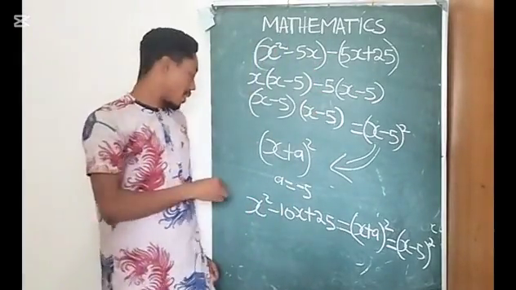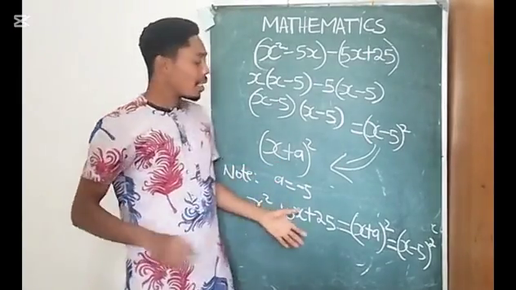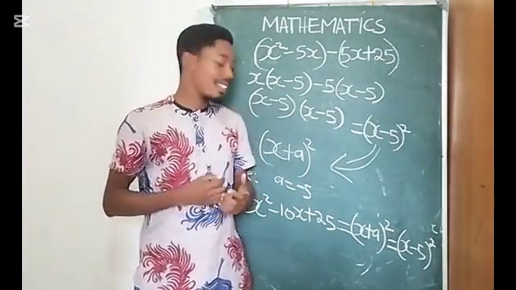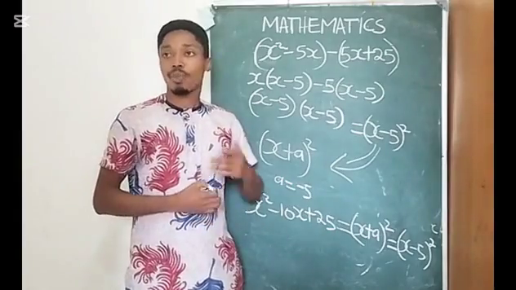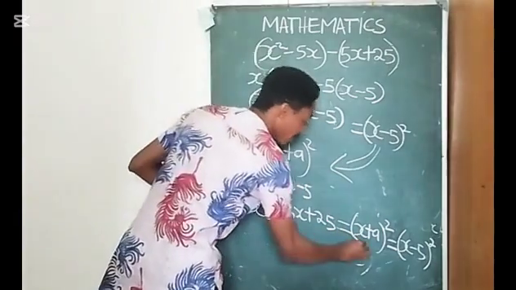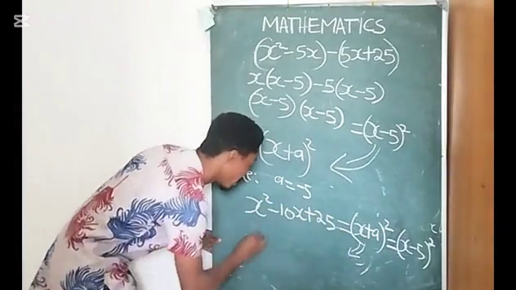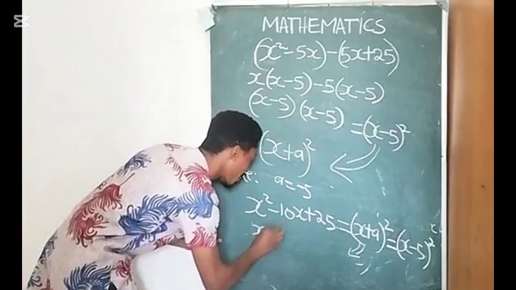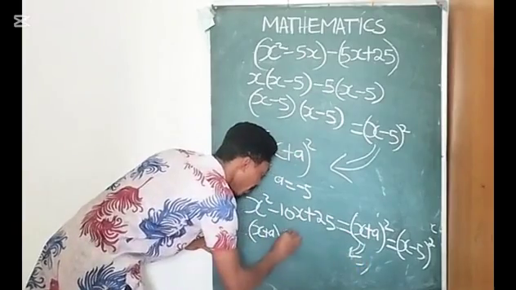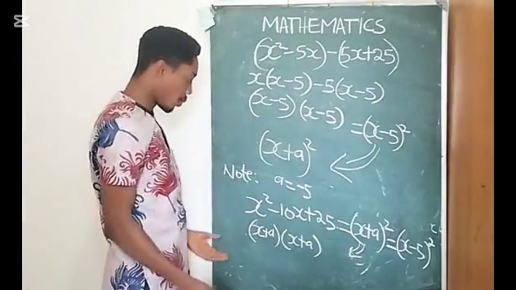It is important that you know this, because this is very instrumental for the facts we are going to establish as we proceed, as we move forward from here. I hope you know that if I am to expand this, this will be (x + a)(x + a). Expanding this, of course, we know how we'll do this.